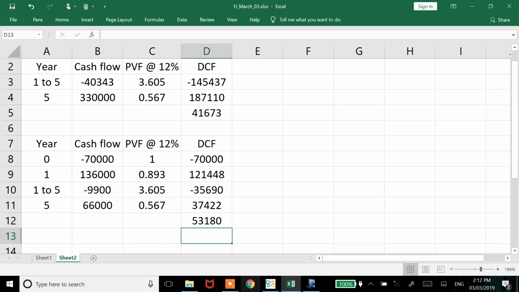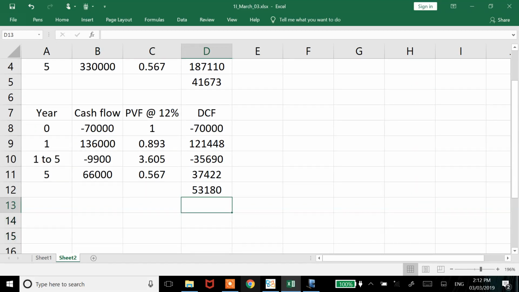So in case of this, I sell the asset. If you're able to visualize the transaction, it's easy to understand the problem. I sell the asset for 330, buy a new asset for 4 lakhs, so 70,000 paid. At the end of 1 year, I depreciate and get the benefit. For 5 years, I pay maintenance of 9,900. At the end of year 5, I sell it for 66,000. That's the crux of the question.